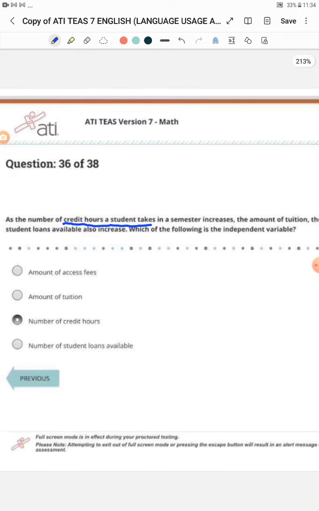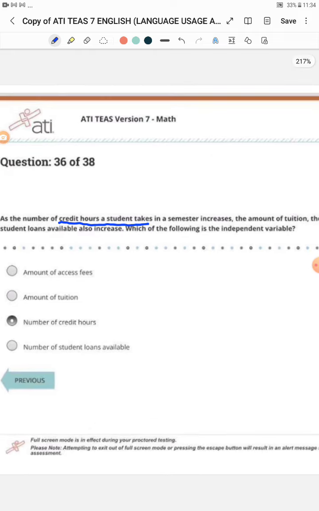But the rest of them actually depend on the number of credit hours. For example, the amount of tuition fee. Before we can decide how much you will pay, according to this question, we have to consider your number of credit hours. Before we can decide the student loans, we have to consider the number of credit hours that you are taking. So this is the independent variable here that does not depend on others. Others are dependent variables.